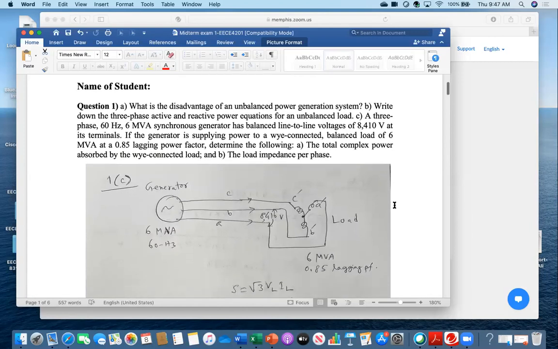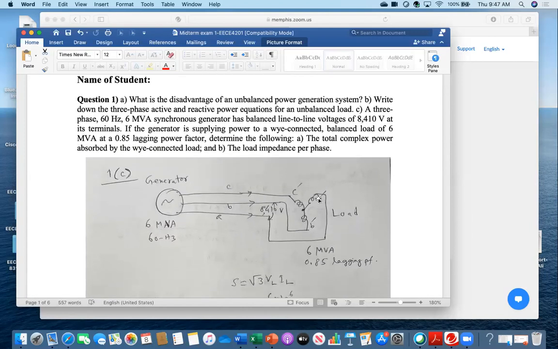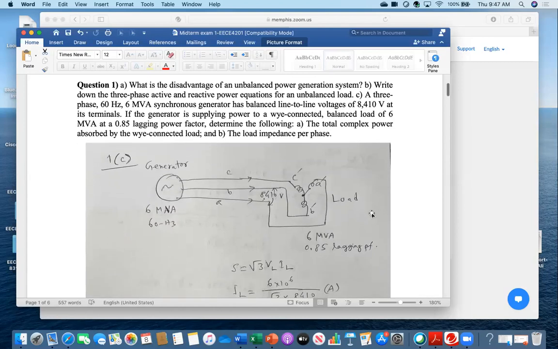Okay, now everybody see the problem. Most of you have done this problem correctly, but still there are some mistakes. We did exactly similar problems in the homework, but the homework problem was about a delta connected load. In this case, it is a Y connected load. That's the only difference.